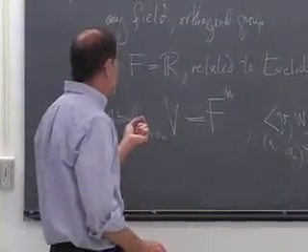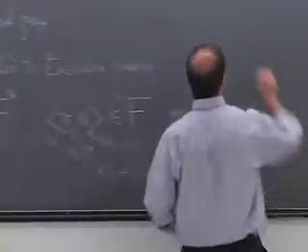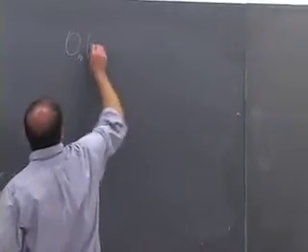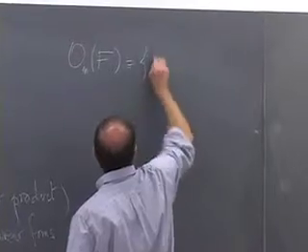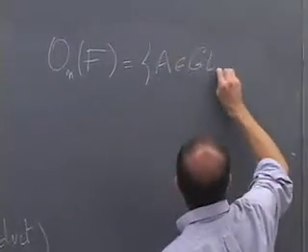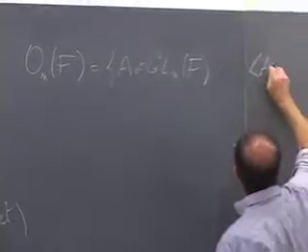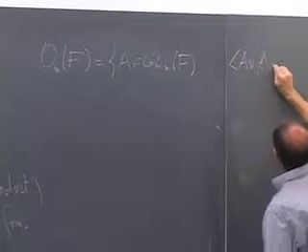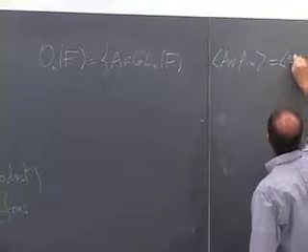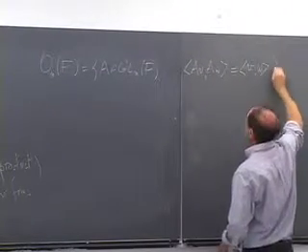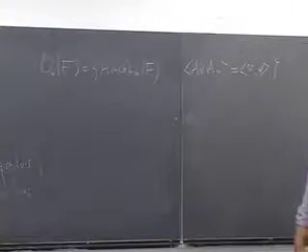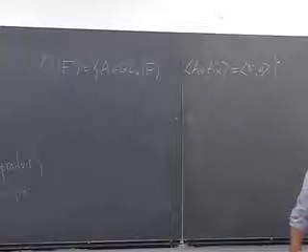OK. And we define O_n to be the elements A in GL_n(F) that preserve the inner product, such that when you take the inner product of AV with AW, it's the same as the inner product of V with W. That looks like a weird thing to do. But I claim that this is a subgroup.